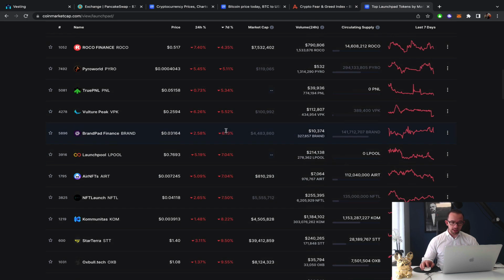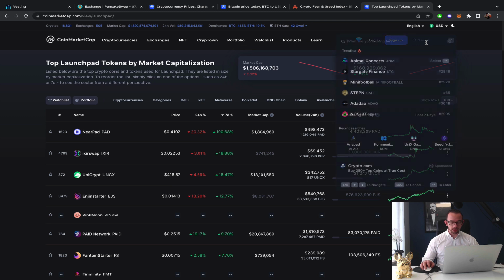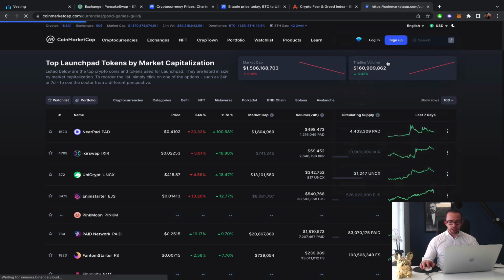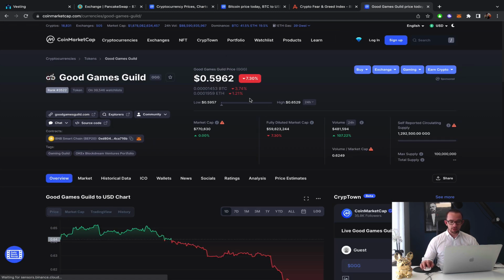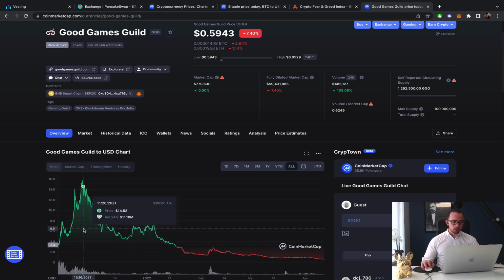It's a launch pad that hasn't launched that many projects, but it's basically by Good Games Guild. So I'd like to make an entry here because I believe in Good Games Guild, relatively low market cap compared to what it has been relative to where they are right now. In the bull run, they reached a valuation on their token of about $16 at the all-time high. And right now it's 60 cents, so it has definitely suffered.